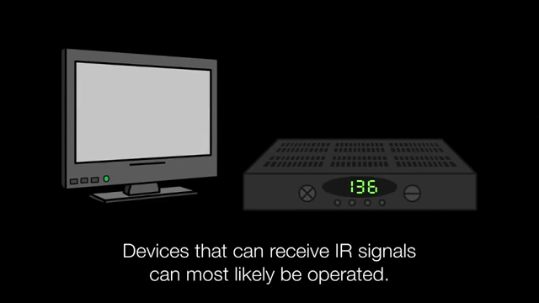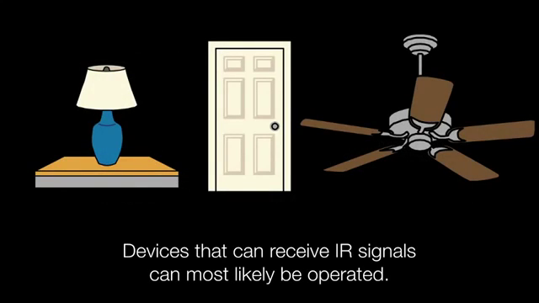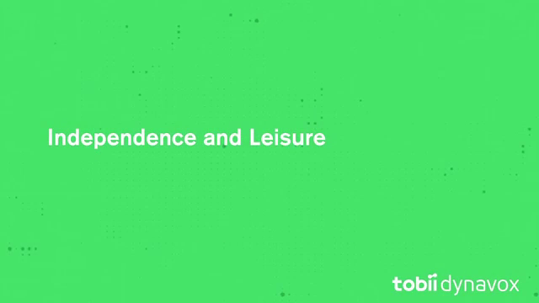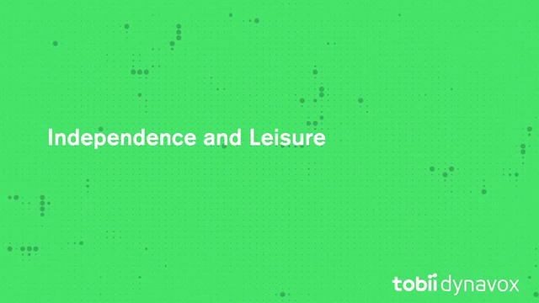The IR remote controls available on the iSeries will allow you to operate entertainment devices such as a TV, DVD player, or radio directly from your device. In addition, you can also control environmental devices such as lighting, doors, bed adjustments, and thermostats. IR controls provide increased independence when controlling the environment and access to leisure activities.